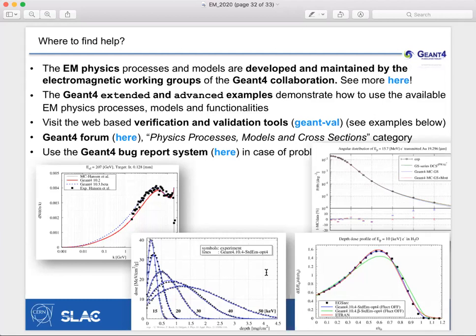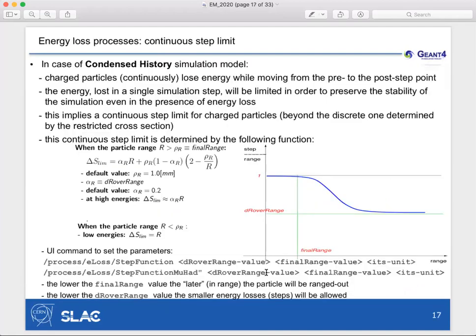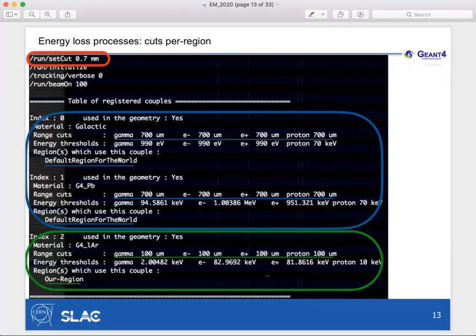Yes. Normally, if you see our electromagnetic examples, each of them will dump this actually. You have a method for the material cut couple table that you can dump. And if you do that, you will see exactly the information that I show here. This tells you what kind of material cut couples you have, what the production threshold in length is, and the translated energy.